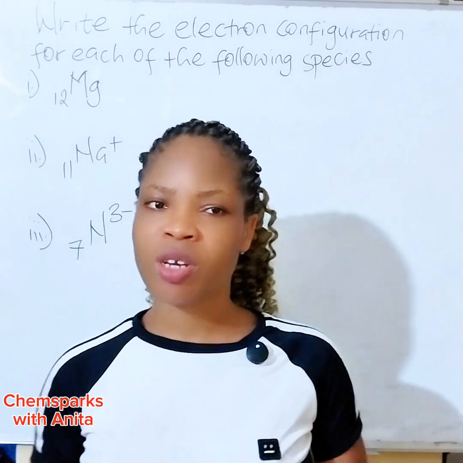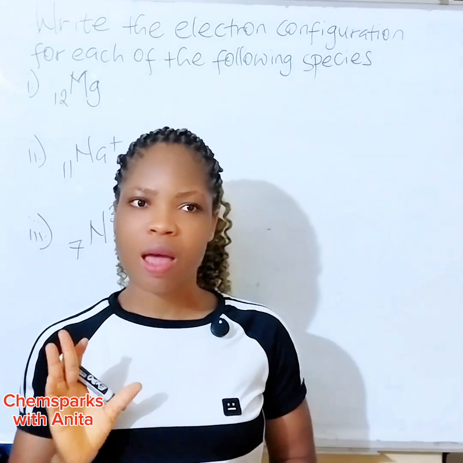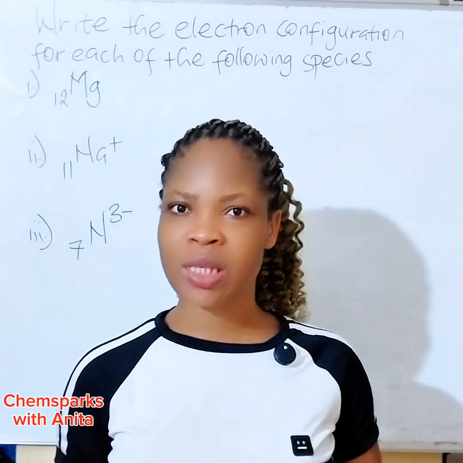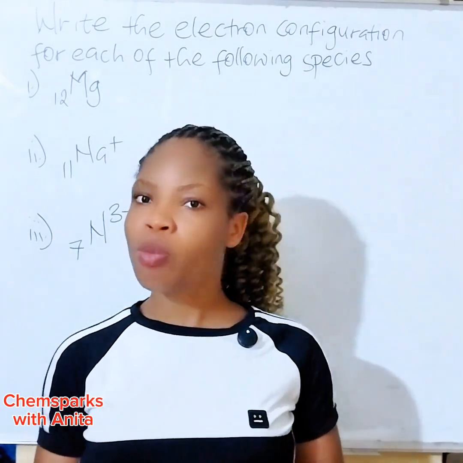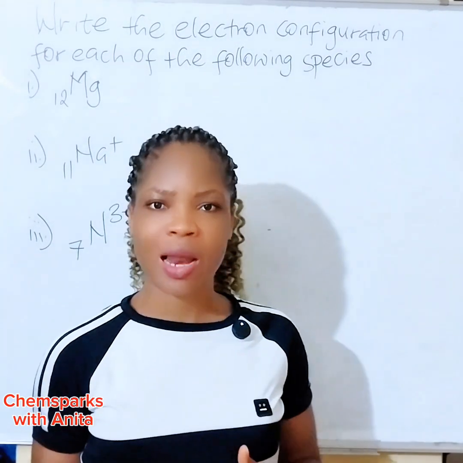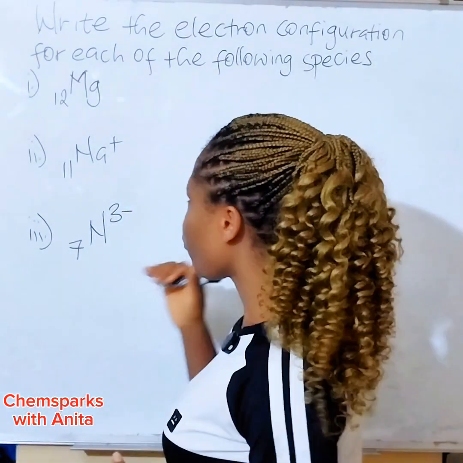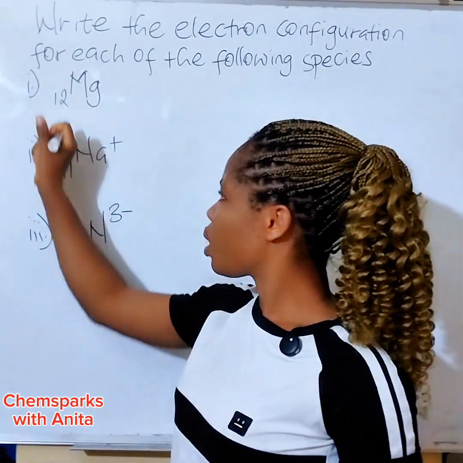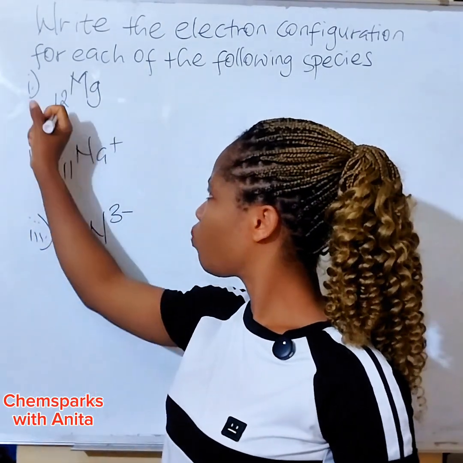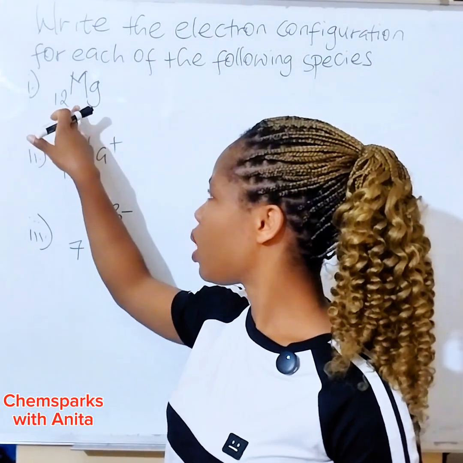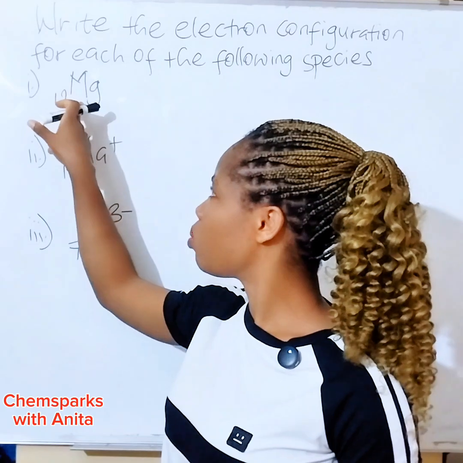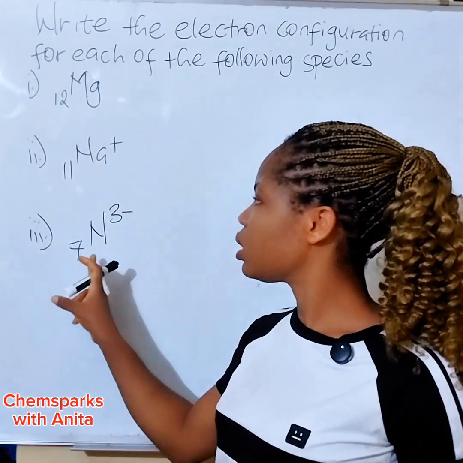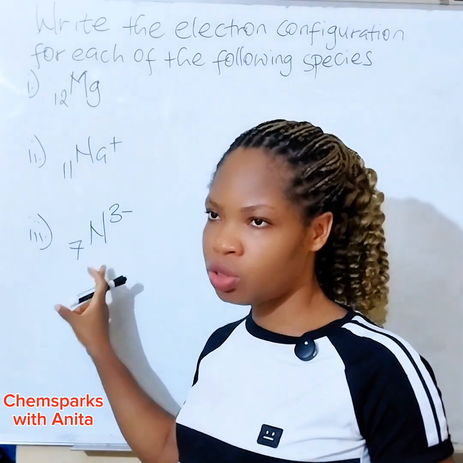Remember what we define electronic configuration to be. Electron or electronic configuration shows the distribution of electrons in the what? In the orbitals of atoms of elements, okay? Now coming to this species that we have on the board, this is the atomic number for each of these elements, okay? 12 is the atomic number of magnesium, 11 is the atomic number of sodium, 7 is the atomic number of what? Nitrogen.